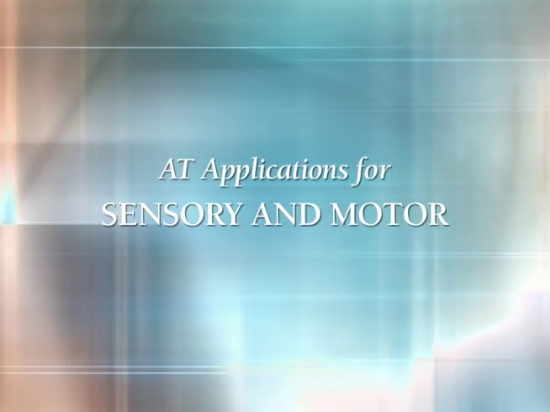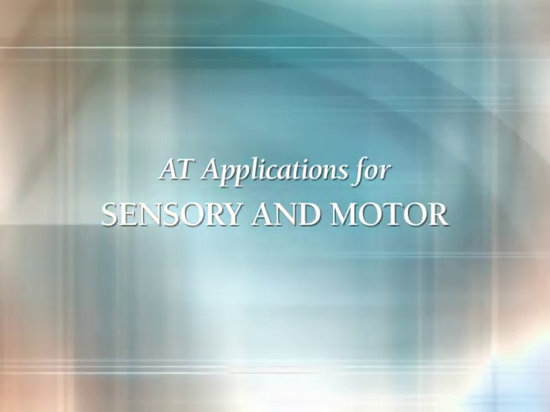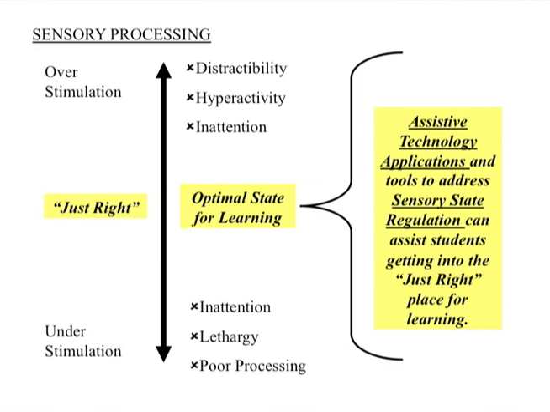Assistive technology can also be applied to sensory and motor strategies. Individuals with sensory processing differences may over or under respond to sensation from their bodies and/or environments, which can lead to inattention, distractibility, and behaviors that can interfere with learning. Individuals with motor challenges may have difficulty navigating and accessing the environment and educational materials. When addressing one's functional independence, sensory and motor differences must be included in consideration for AT applications.